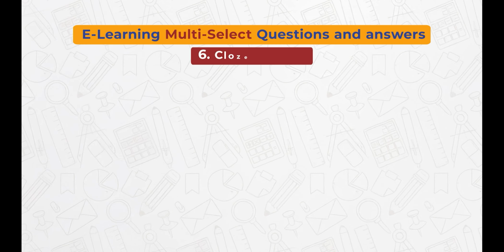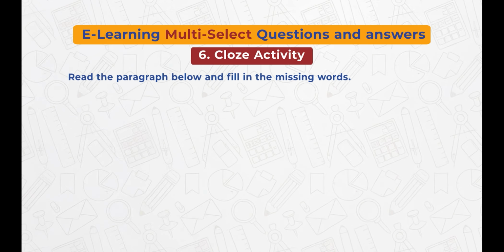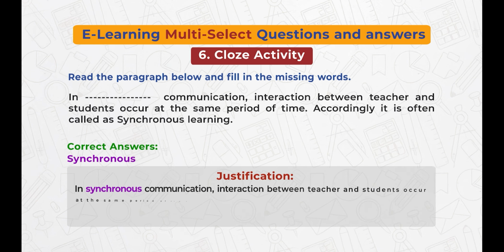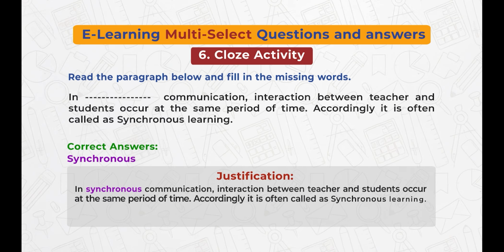Now this is one more activity, called cloze activities. This is different from filling in the blanks. Here we give one or two paragraphs with certain keywords missing. The learner has to give the right answer keys, typing the right answer on the computer. That way we can test it. So here is the question: synchronous communication is interaction between teachers and students that occurs at the same time, and accordingly it is often called synchronous learning. That is the correct answer, and the justification is also provided.